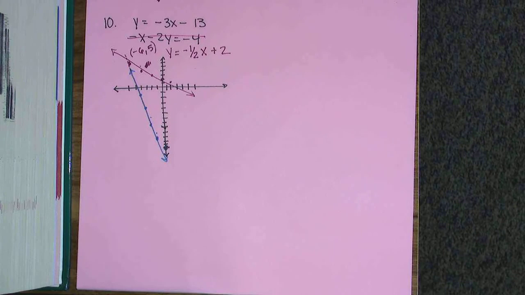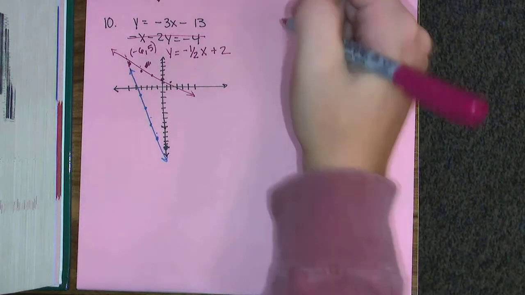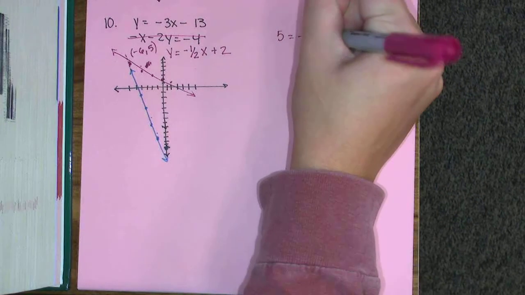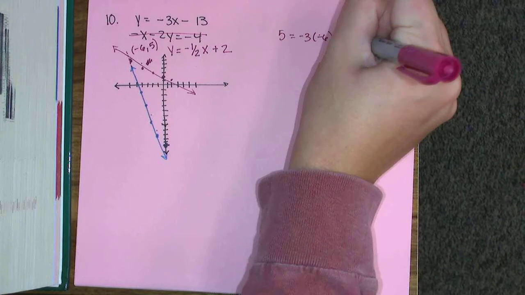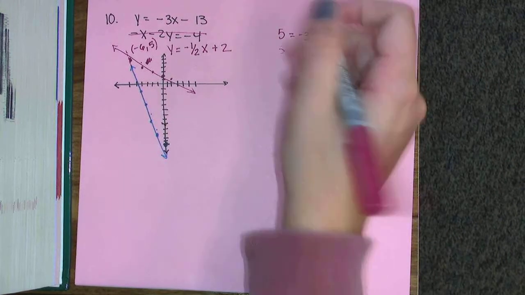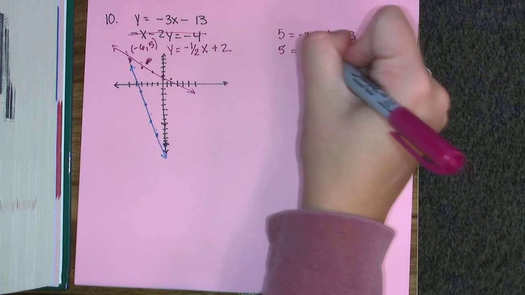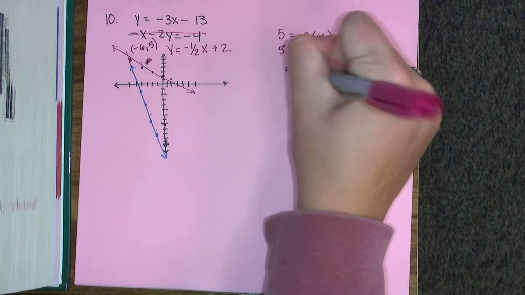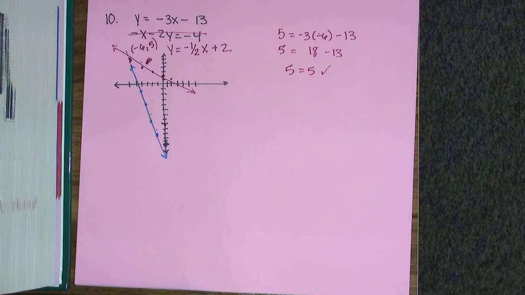Okay, so this point would be negative 6, 5, approximately. So we check it. So 5 is equal to negative 3 times negative 6 minus 13. So 5 is equal to 18 minus 13. 5 is equal to 5, which is true, so that point works.